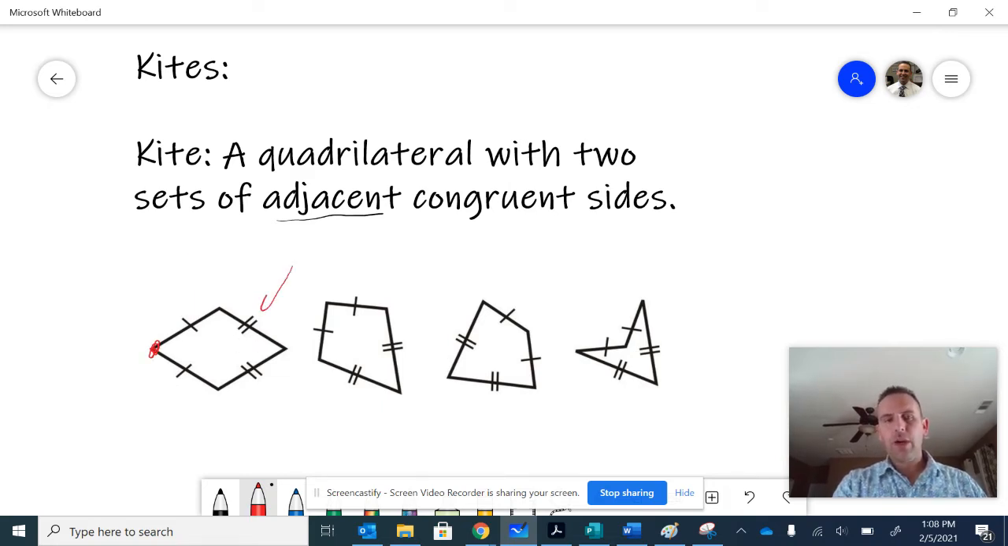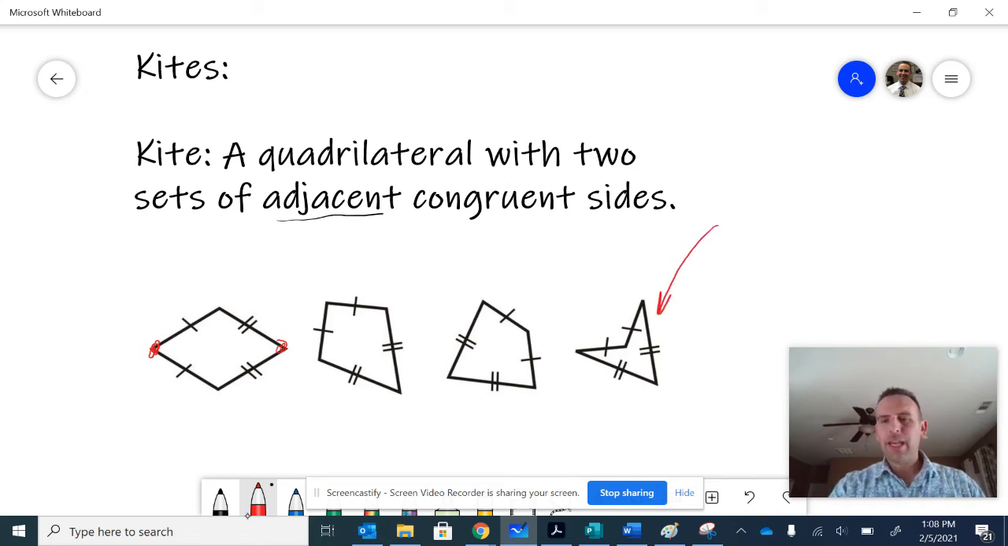Then there's the two other sides that are double marked. They also touch each other or are next to each other. They share a different vertex. I'm going to give you a vocabulary word for that in a second. Notice in all of our diagrams, the two sides that are congruent to one another, marked with the same length, are next to each other or touching.